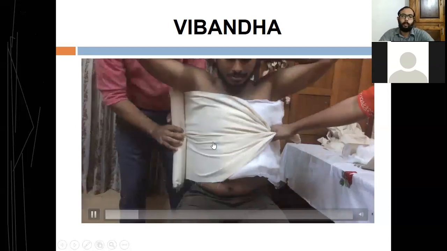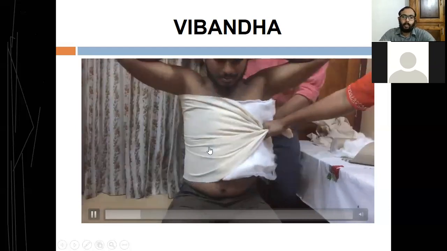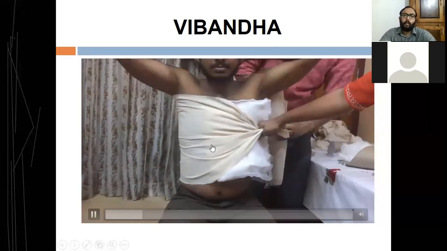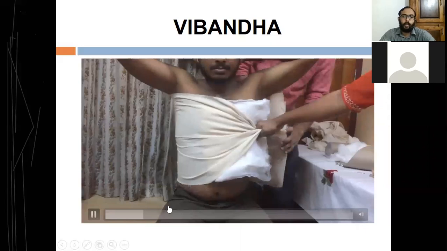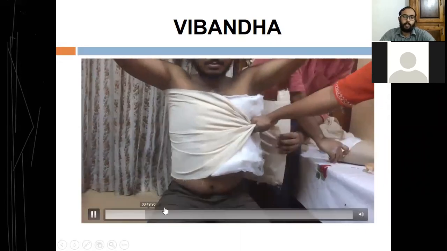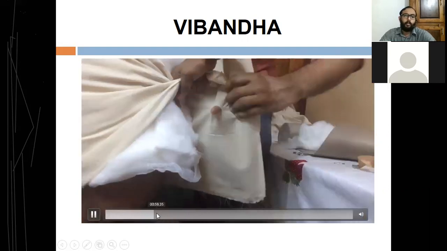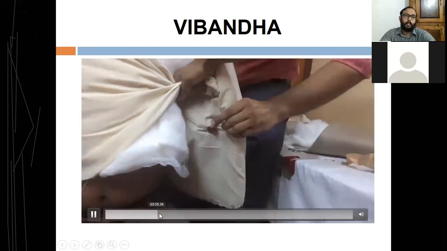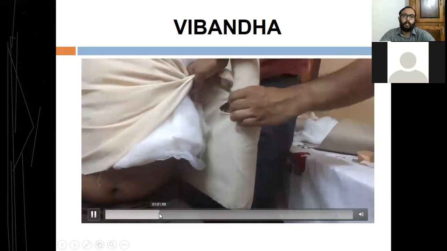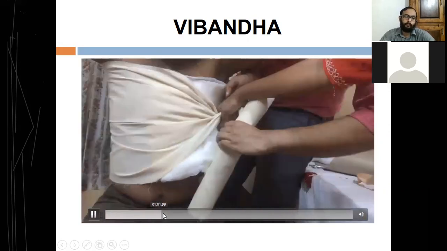The width of this particular bandage is 30 centimeter and length is 5 meter. For hip spica bandage also, we are taking this same measurement, 30 centimeter width into 5 meter. In shoulder spica bandage also, we are taking the same measurement, 30 centimeter width into 5 meter.